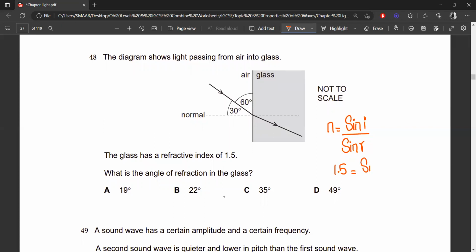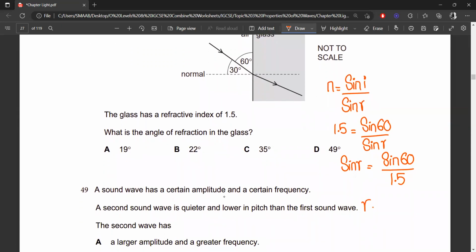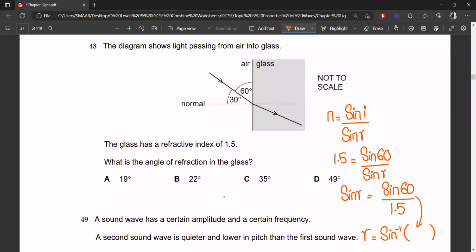So angle of incidence will be equal to what? 30 or 60? 60. Yes, 60. And we have to find the angle of refraction. Just reverse the value. So sine 60, you need to calculate with the help of a calculator, divided by 1.5. And finally, you have to take the sine inverse of the answer, which is going to be calculated from this part, right? It's giving me 39. But 39 is not over here.